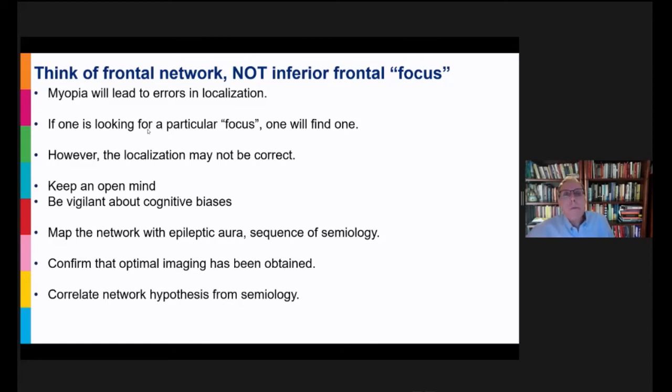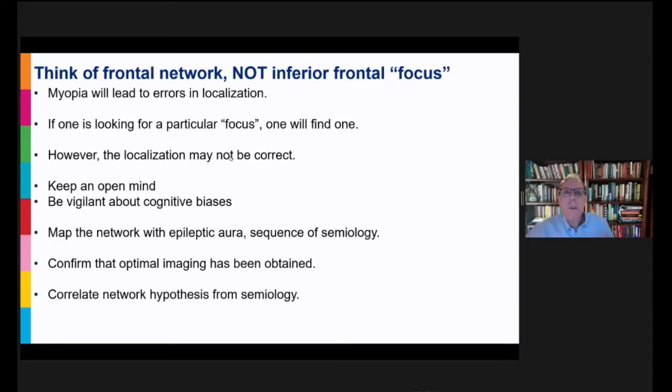I don't like the word focus because I think the brain has evolved, it's very complex. It's really a network, an epileptogenic network, and there are nodes, and some nodes are more important. There are primary nodes and secondary nodes. So when one gets too myopic with a focus, the localization may not be correct.